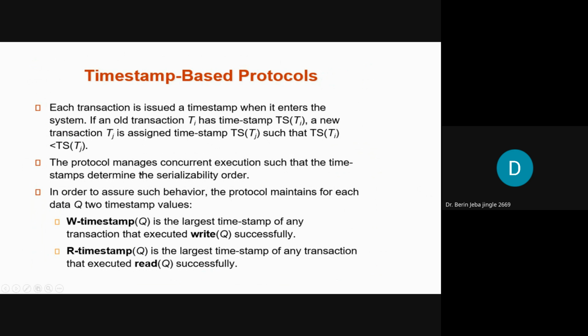The protocol manages concurrent execution such that the timestamp determines the serializability order. In order to assure such behavior, this protocol uses two timestamp values, that is write timestamp and read timestamp. The write timestamp is the largest timestamp of any transaction that executes write successfully, and the read timestamp is the largest timestamp of any transaction that executes read successfully.